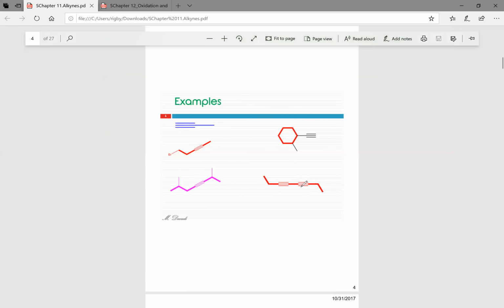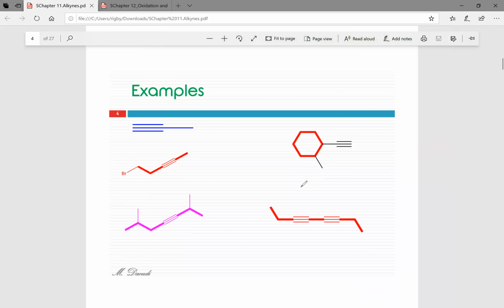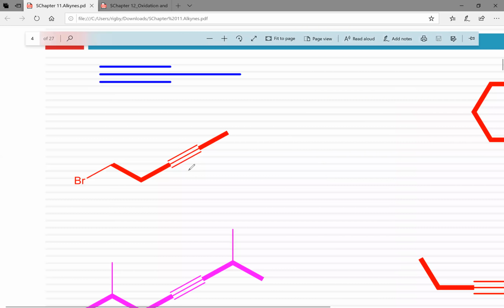And so now let's do some practice naming. Let's actually do this one right here. So again, we have a triple bond and a halogen. The triple bond will be a higher priority, so we're going to want to give that the lower number. So 1, 2, 3, 4, 5. So this is going to be a pentyne.